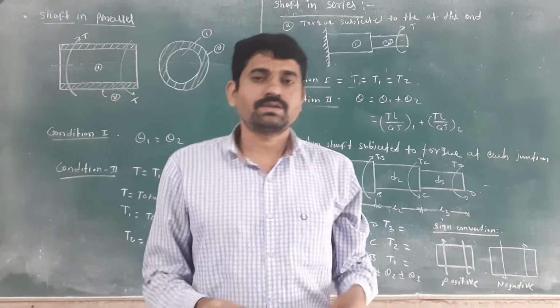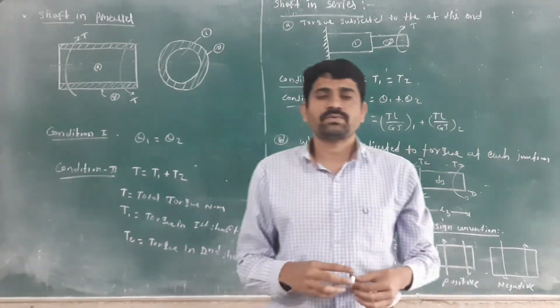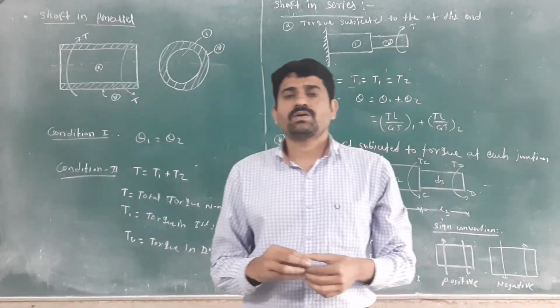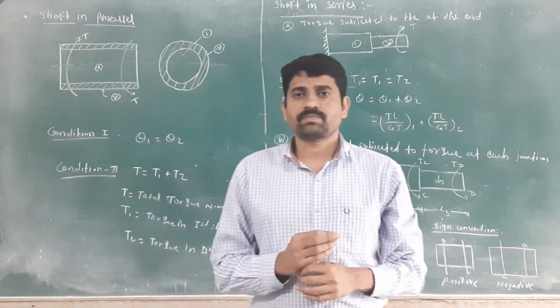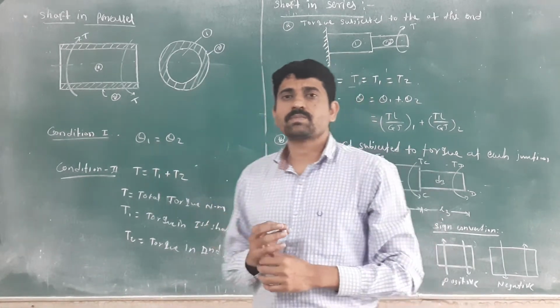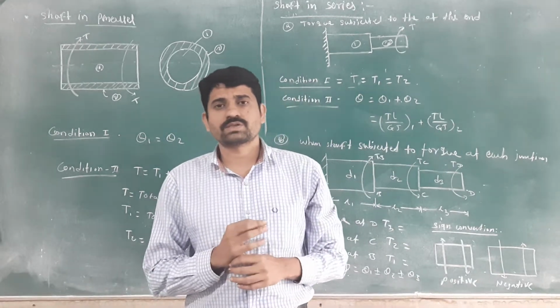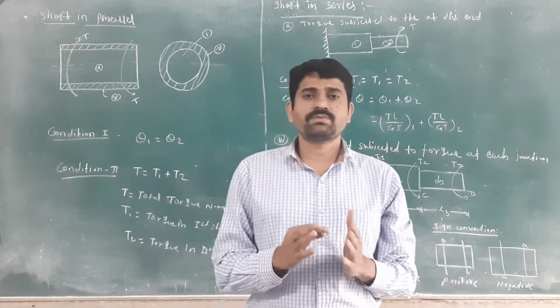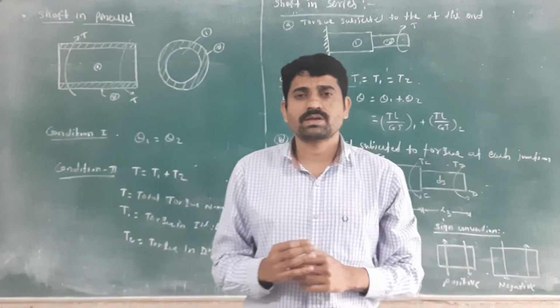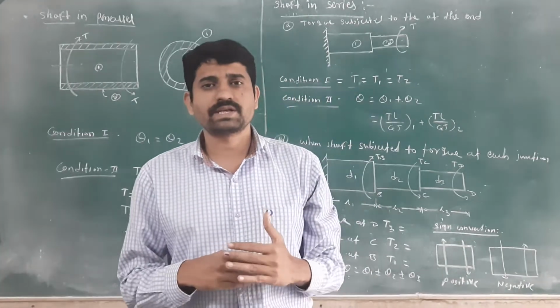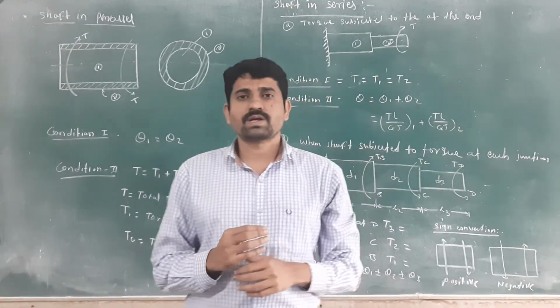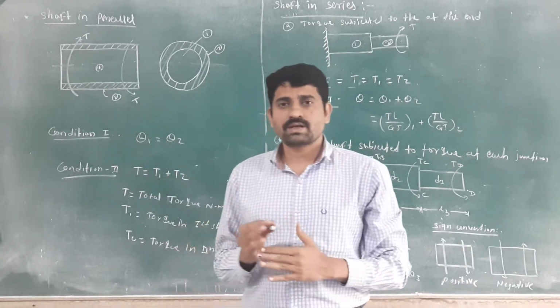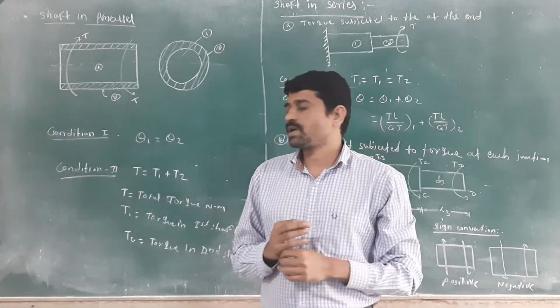Good morning, guys. In the last lecture, we solved some numericals on torsion. But here, some conditions are given in the torsion. If the shaft is given in parallel or in series, then how to solve this type of numerical? Before going on to that, we will cover the theory part.